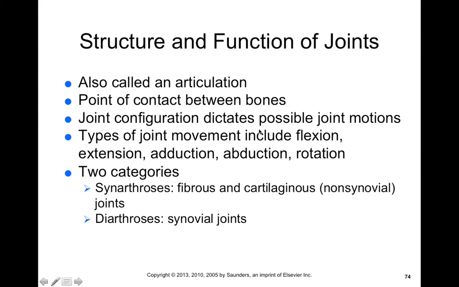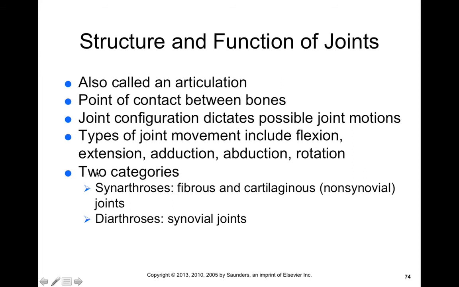And the types of joint movement include things like flexion, which is decreasing the angle at the joint, extension, which is increasing the angle, adduction, which is like bringing a structure like a limb closer to the midline, abduction, which is taking it farther away, and rotation, which is rotating it along a certain axis.